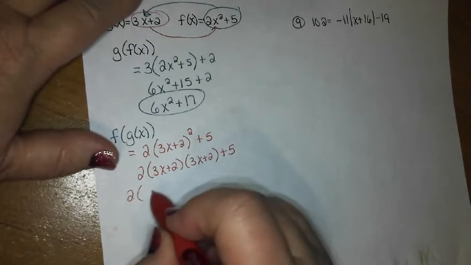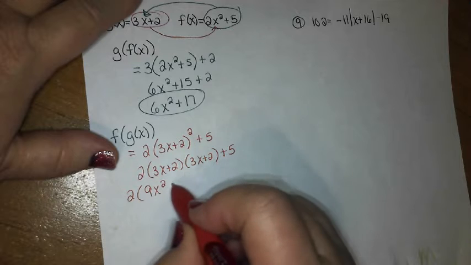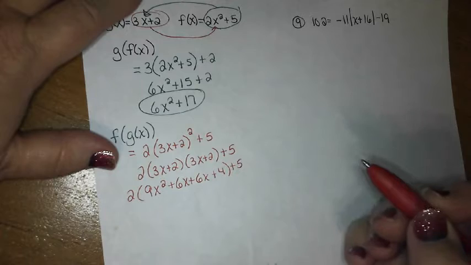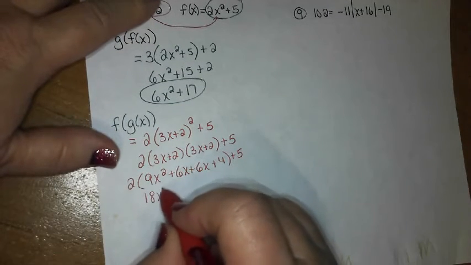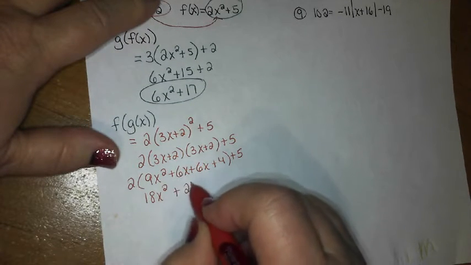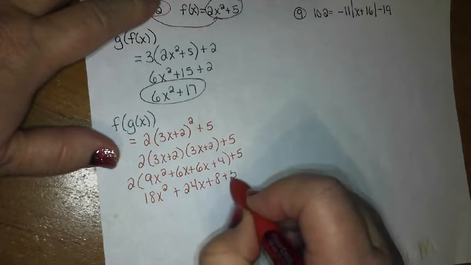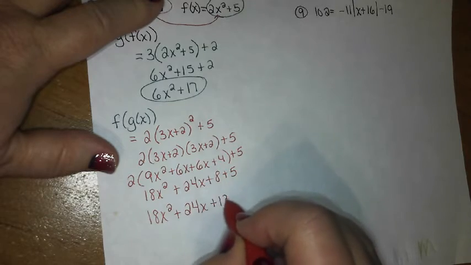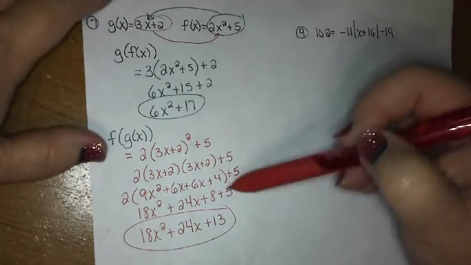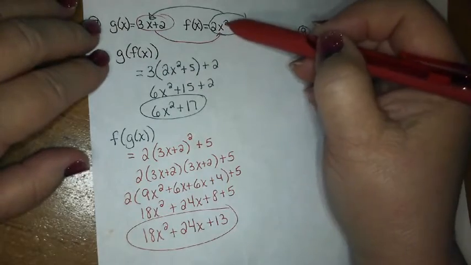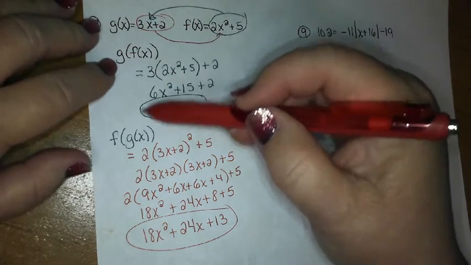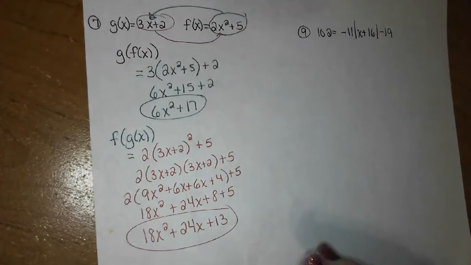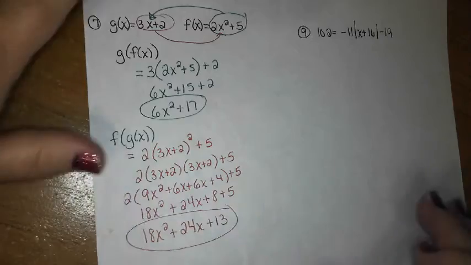So here goes. This is 9x squared plus 6x plus 6x plus 4. And then I'll distribute my 2. Let's see, that's 12, so that'll be 24x plus 8 plus 5. And finally, 18x squared plus 24x plus 13. So you're ready for either way. If they asked you for g of f of x, you plug f into g. If they ask you for f of g of x, you plug g into f. Hope that helps.